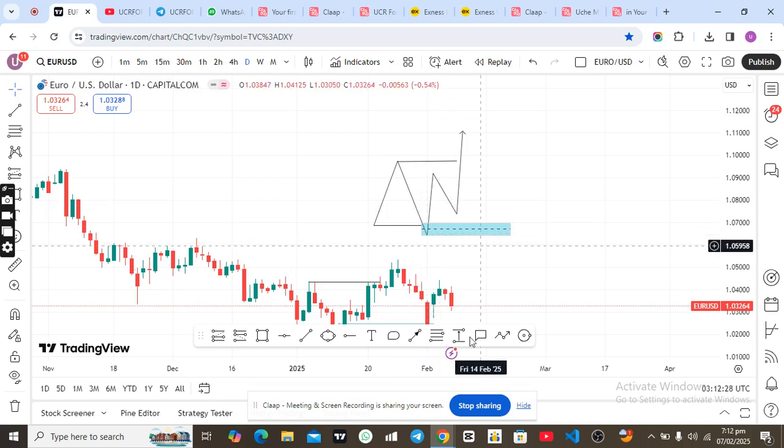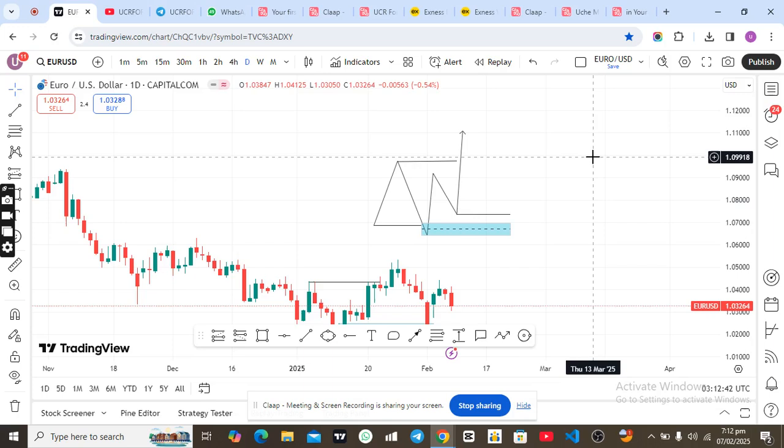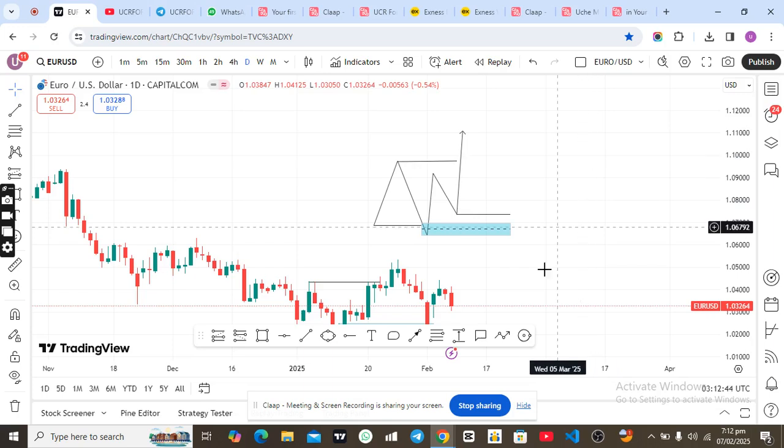So, the moment you mark it out, this particular place will not be a zone. It will be an inducement. It will not be, I will buy from here, I will buy from here. No. It will be an inducement. And the best thing for you to do is to wait.